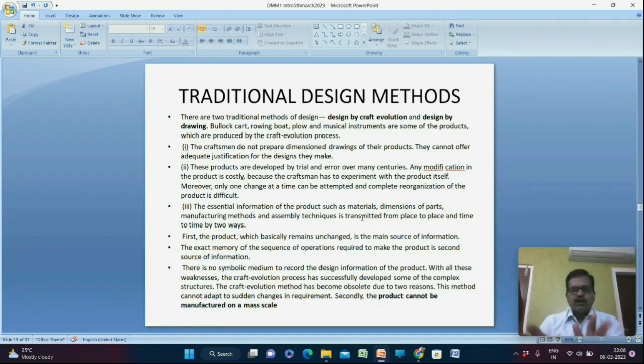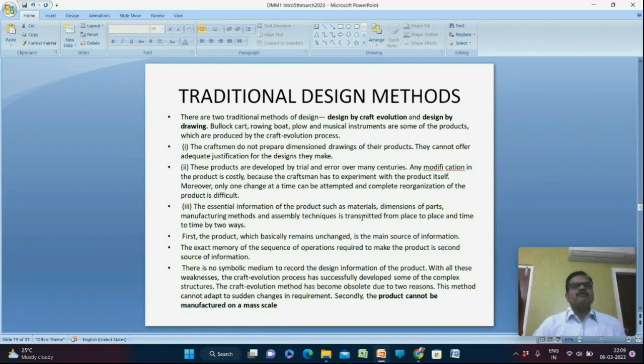You may have a product, and by looking at the product, you have to identify what could be the steps followed in order to make it to the final shape. The second is that the person who has done this should remember all the sequence of operations with his experience. He should pass it on to his followers. There is no symbolic medium to record the design information of the product. With all these weaknesses, the craft evolution process has successfully developed some complex structures.